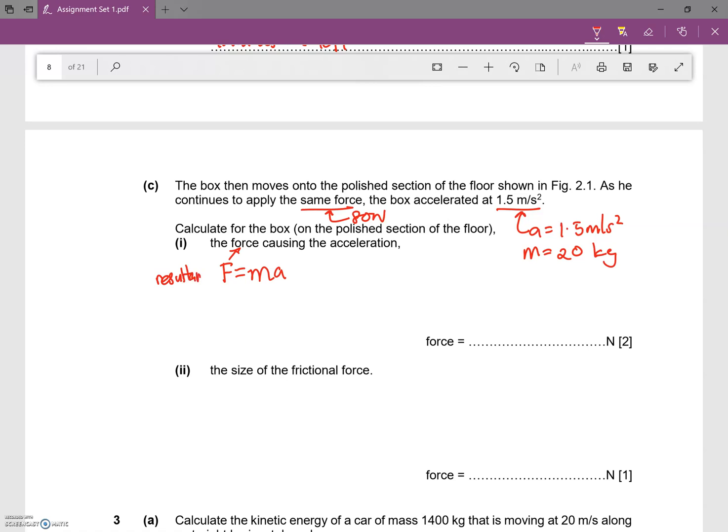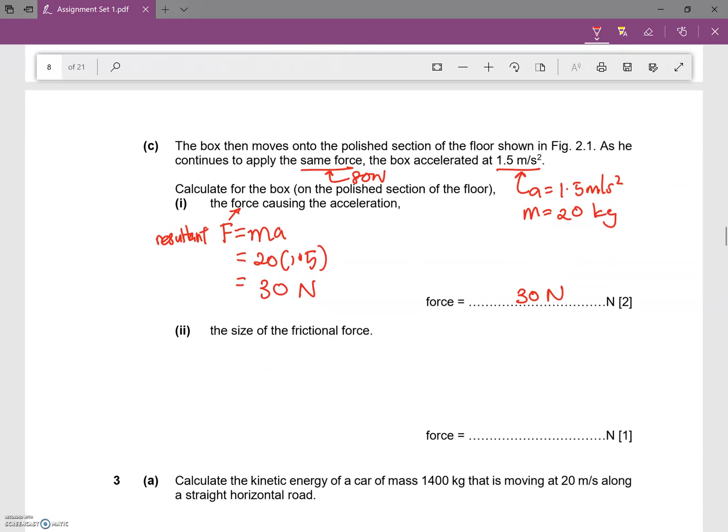Do take note, every time when we use F equals ma, we are finding the resultant force. So this is equal to 20 multiplied by 1.5. So this will be equivalent to 30 Newton. So the force here is 30 Newton. Now, what will be the size of the frictional force over here?